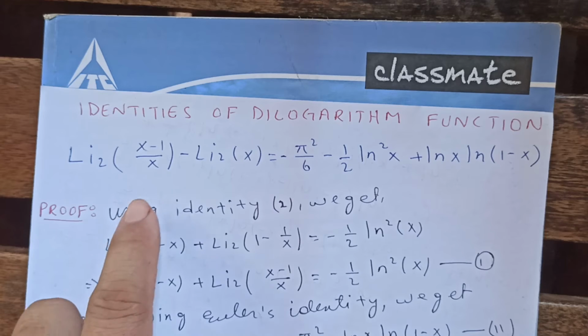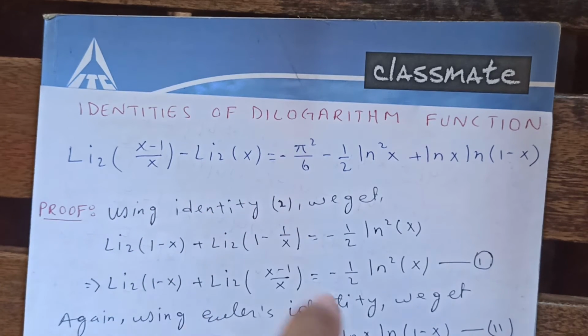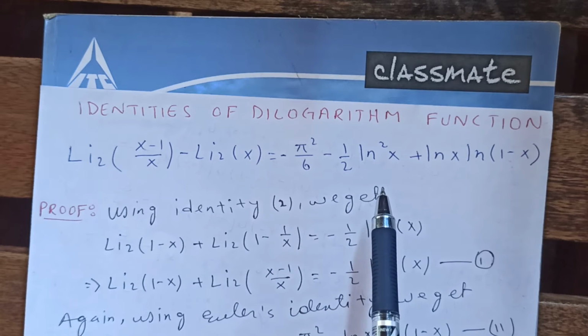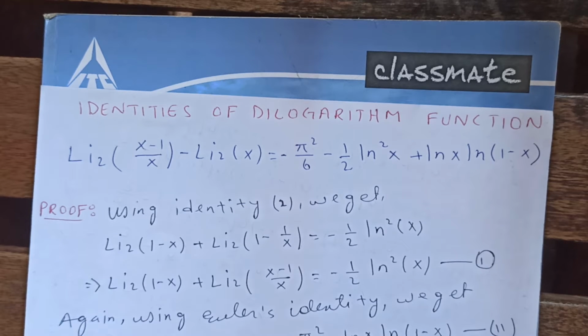So today we'd like to see this identity: Li2 of (x minus 1) upon x minus Li2 of x is negative pi square over 6 minus half natural log square x plus natural log of x times natural log of 1 minus x. Here I did not give the condition for this x. Anyway, I think you can figure it out.